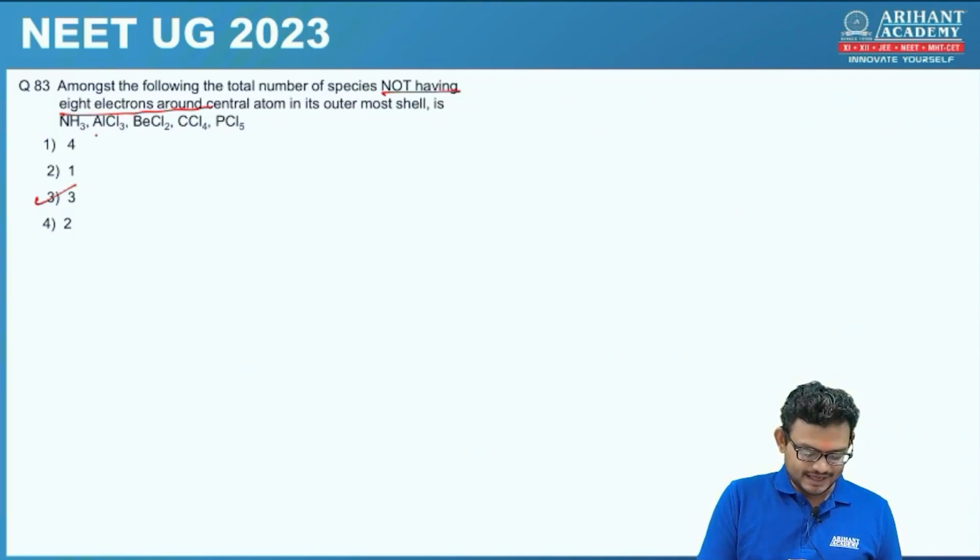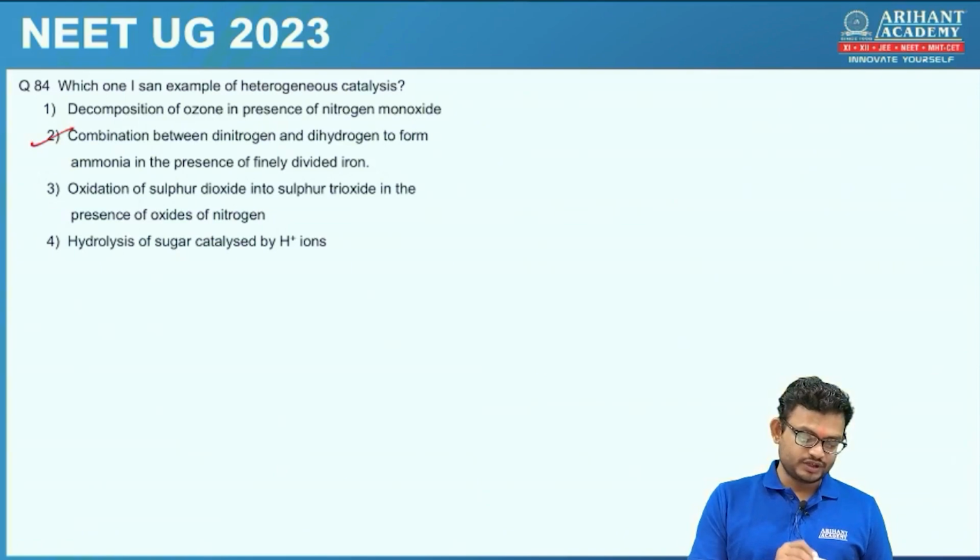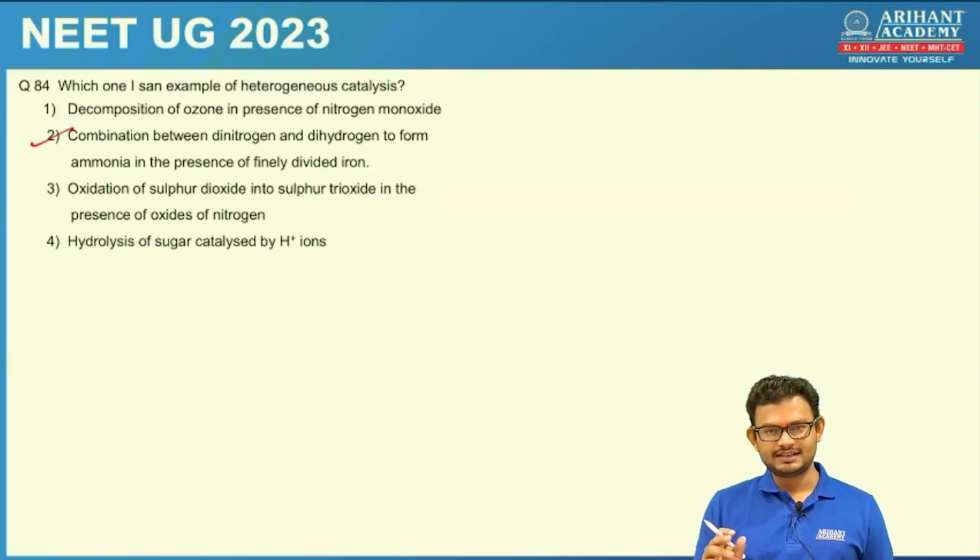So it is AlCl3, BeCl2 with incomplete octet and PCl5 with an expanded octet. So the correct option is option 3. Next question here is which one is an example of heterogeneous catalysis? Heterogeneous catalysis is the one where the reactant molecules and the catalyst would be in different phases.